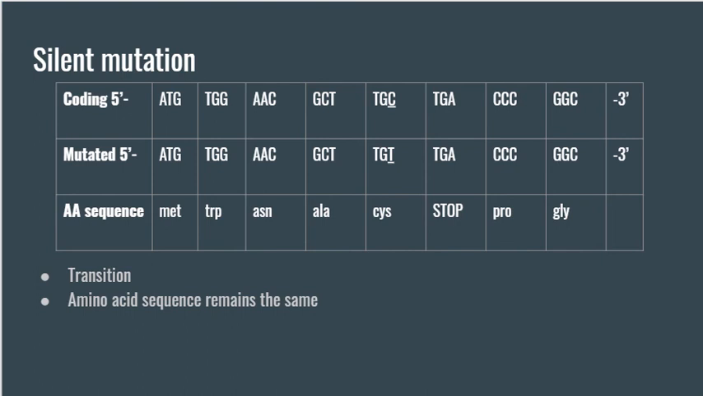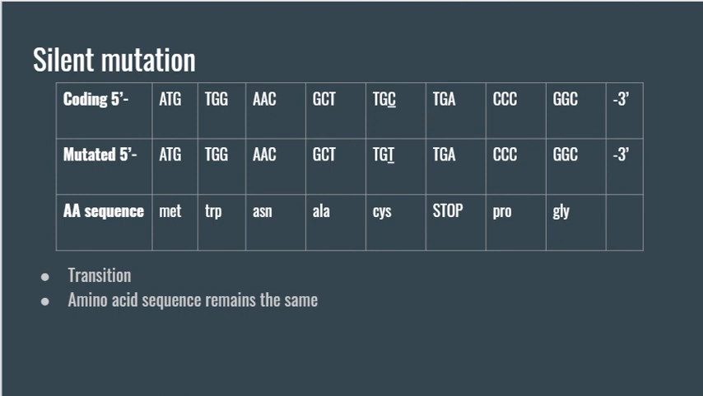The next example of a point mutation is a silent mutation. Silent mutations change a single nucleotide base in a DNA sequence, but result in a codon that codes for the same amino acid as the unmutated DNA sequence would have. For example, the original DNA sequence is again shown here, as well as the mutated one below it.